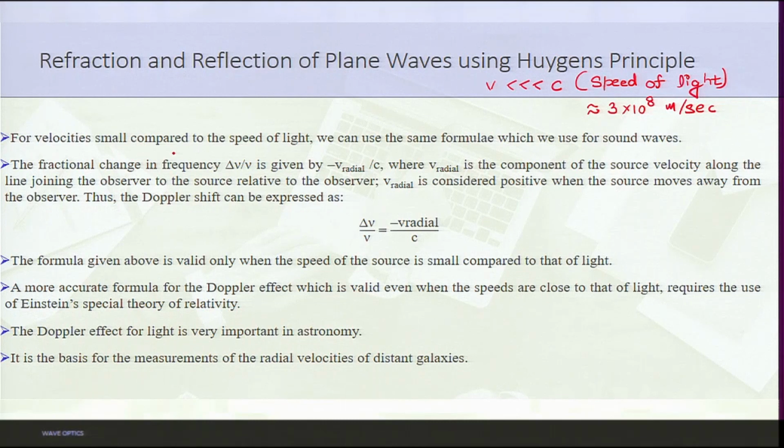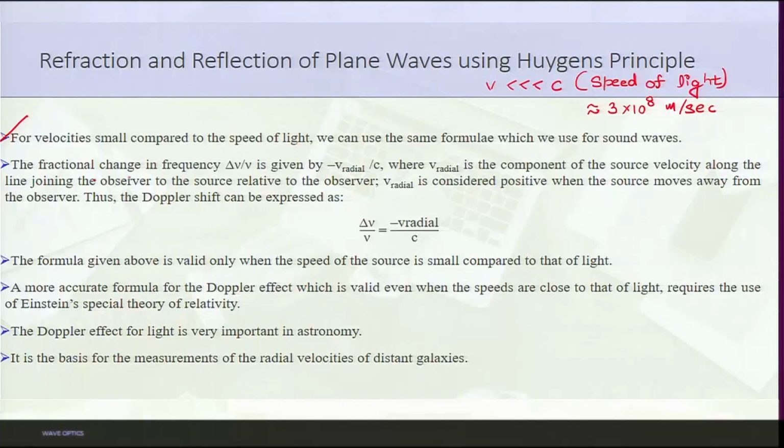So, for velocity very small compared to the speed of light, we can use the same formula which we use for sound waves. So, what is the formula? I will try to explain to you. The fractional change in the frequency, fractional change as in change in the value of frequency, that is delta nu per unit change, that is by dividing by nu only. So, the fractional change in the frequency, that is known as delta nu by nu, is given by minus v radial by c. What is v radial here?